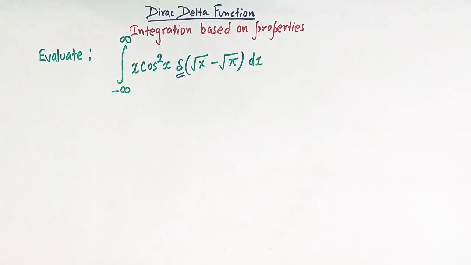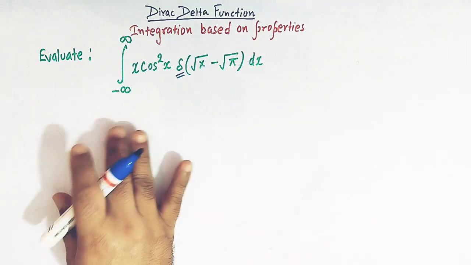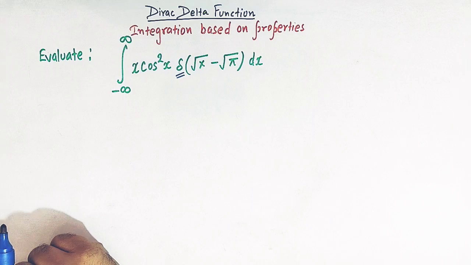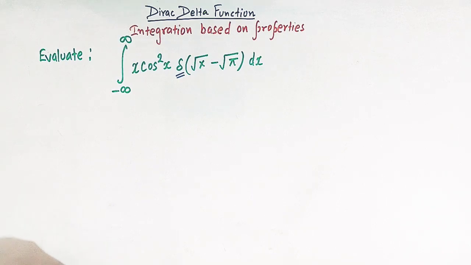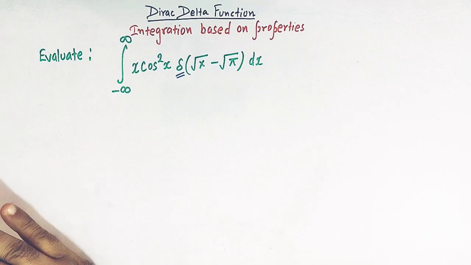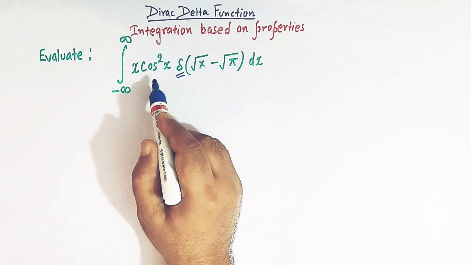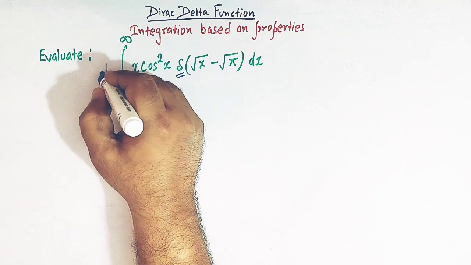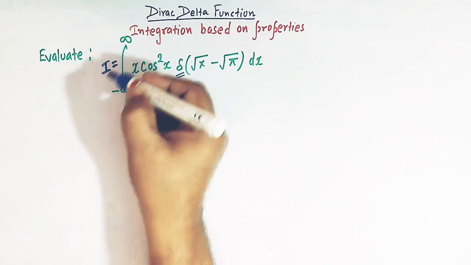Viewers, in our earlier videos, we have already solved some examples on integration based on the Dirac delta function. In this lecture, we'll solve this integral and we'll see one important property of the Dirac delta function which will be used to evaluate it. Let us call this integral I.